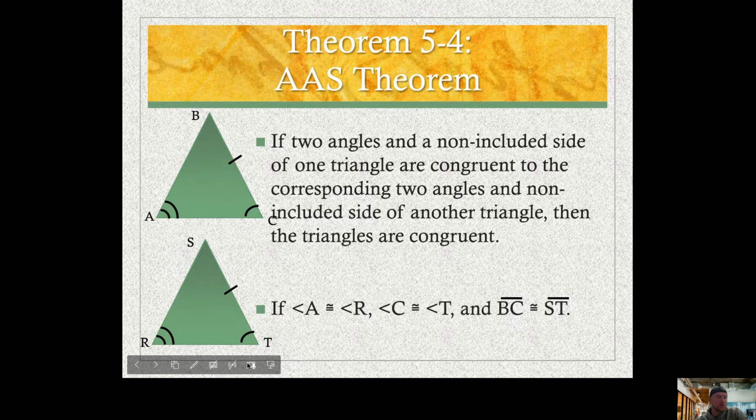If you just look at the congruent statements, we have two pairs of congruent angles. We have a pair of congruent sides. Notice how this side is not included between these angles. Notice how this side is not included between these angles. A lot of times it's probably better just to make the marks on the angle angle side.